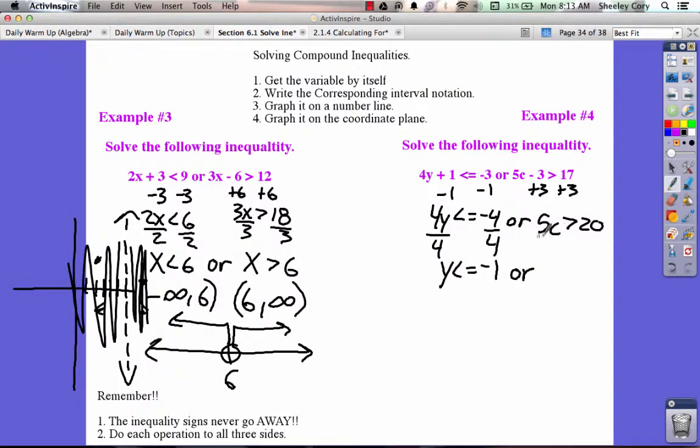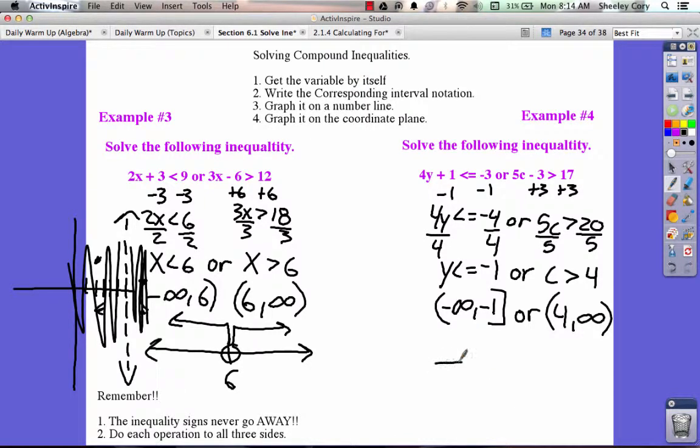Or, divide by 5. c is greater than 4. So now we can go ahead and graph this, or write the corresponding notation. This means y is less than or equal to negative 1, or c is greater than 4. So the two intervals that we'll have here, we'll have negative infinity to negative 1, could be equal, so we got a bracket there, or we'll go c greater than 4, so it's 4 to infinity with two parentheses.